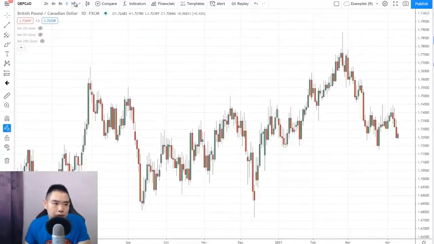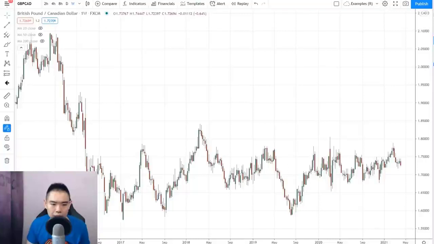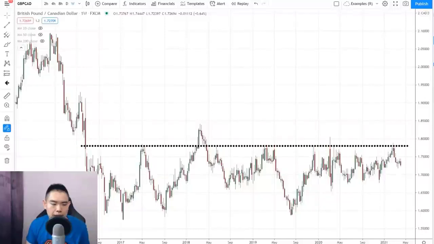That's the path of least resistance. Next one, pound against Canadian. So if you look at this one again, what is this market structure? Well, you can see that this one is a little bit different. It's a bit different from the earlier ones. This market seems to be contained between these highs and these lows.